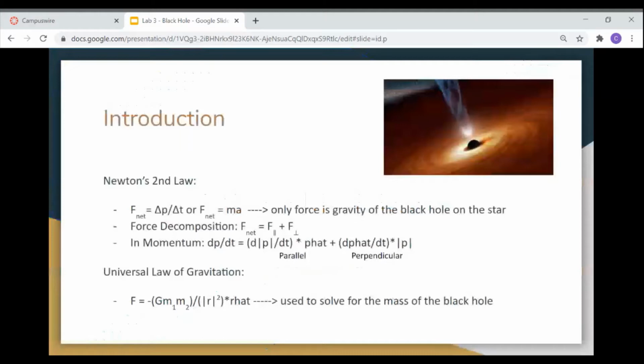Along with Newton's second law, we will use the universal law of gravitation, which is the negative G constant times the mass of one object times the mass of the second object over the magnitude of the distance squared, times the r hat, to finally calculate the mass of the black hole, since the only force on the star is the gravitational force of the black hole.